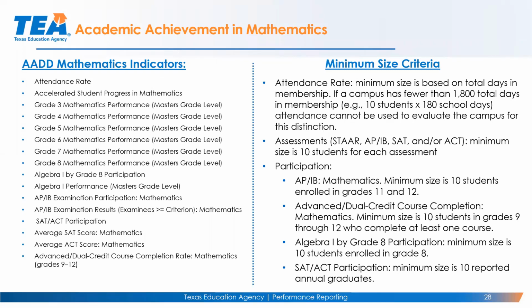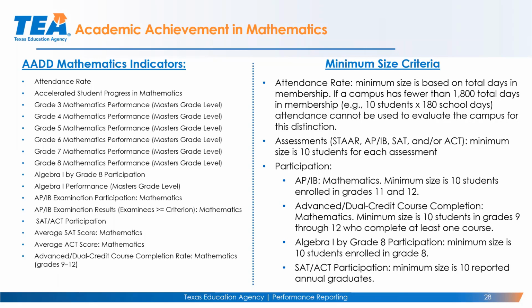Here are my academic achievement distinction indicators. Our indicators are on the left-hand side. On the right-hand side is our minimum size criteria. It's very similar for the attendance rate, like we just had for reading. For our assessments for STAR, AP, IB, SAT, and ACT, we're looking for 10 students for each assessment. And our participation rate indicators are listed below for AP, IB, advanced dual credit courses, Algebra 1 by grade 8 participation, and SAT, ACT participation, minimum size.